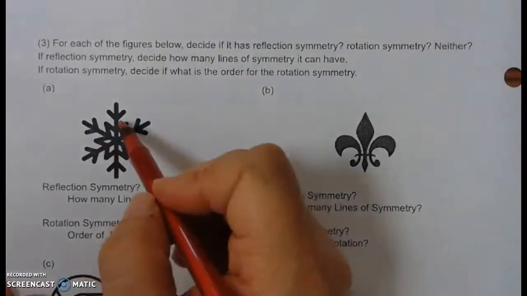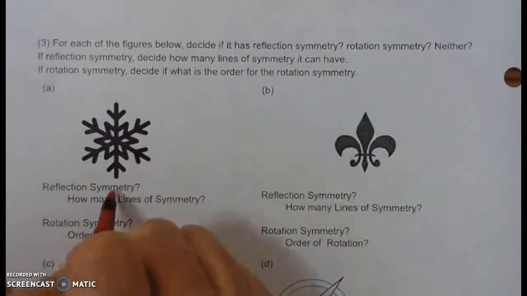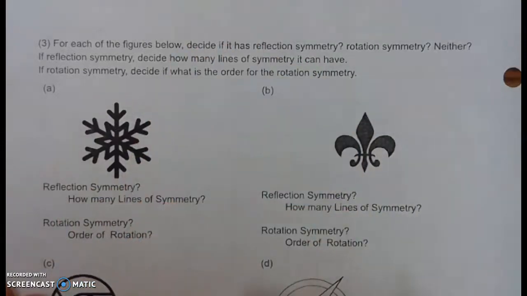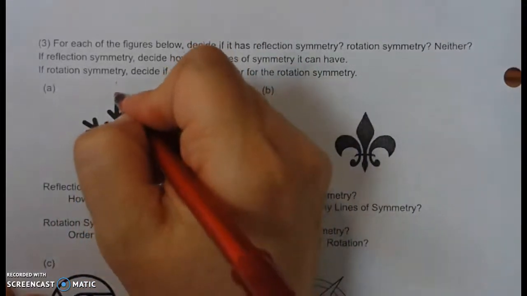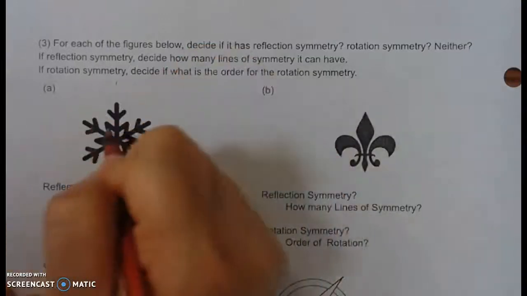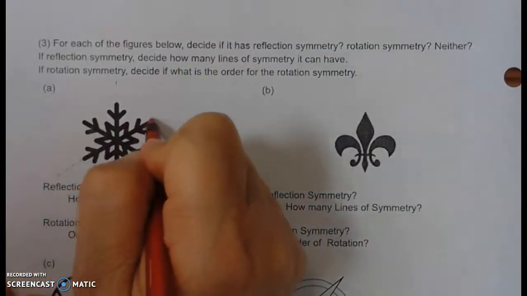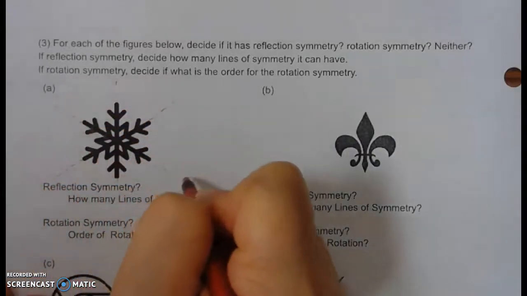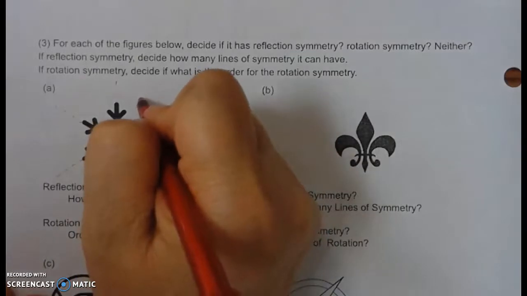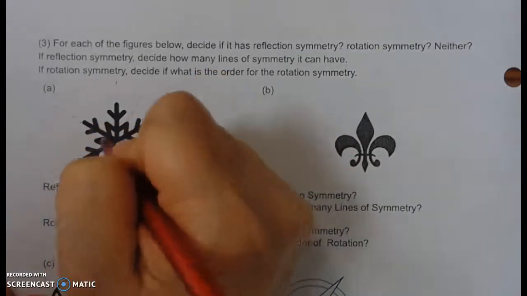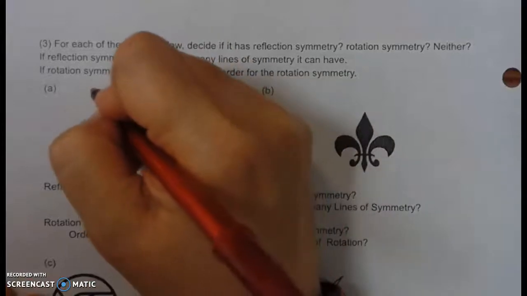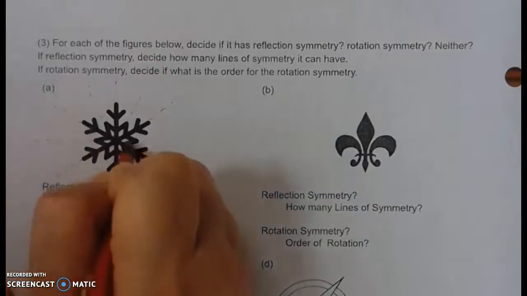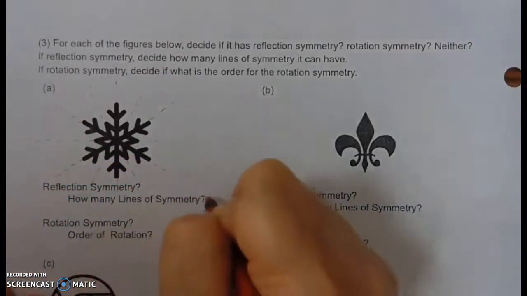Okay, so in this case, reflection symmetry, can I reflect it in such a way it would match up exactly, fold over exactly? Yes, I can reflect it this way, up, and along here. There is 1, 2, 3 lines. Is that it? No, I can also fold it over about here. 3, 4, 5, and 6. So reflection symmetry, yes. How many?